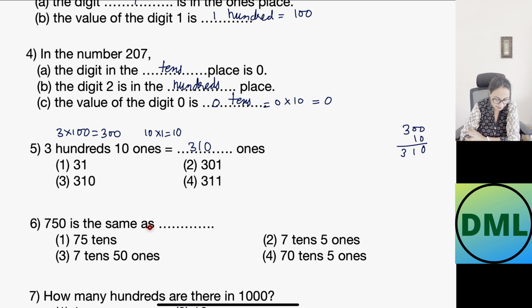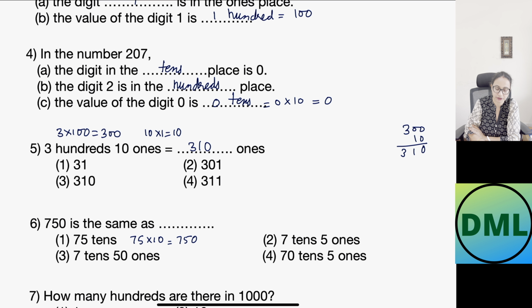750 is the same as. Let's read all the options first. 75 tens. First we will understand what it means. 75 tens means 75 multiplied by 10. What will be your answer? 75 multiplied by 1 is 75 only and the 0 here.